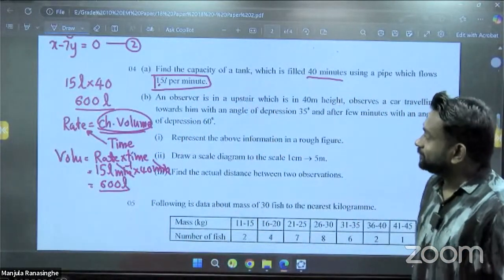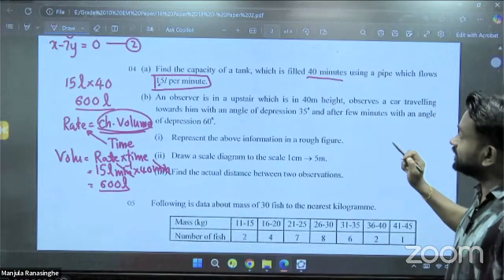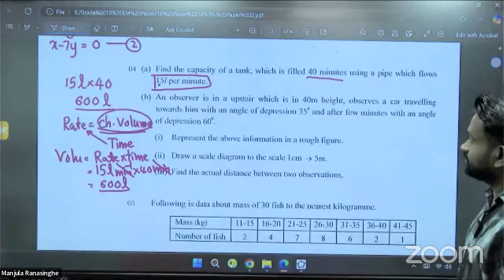Okay, right. Now the important scale diagram case, right?